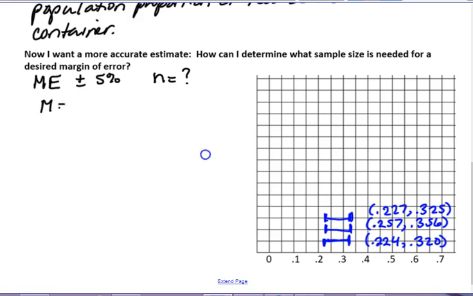I know that margin of error, let's write that ME, is equal to the z critical value times the standard error, the square root of p-hat q-hat over n. So I fill in everything but n and then solve that for n. My desired margin of error is 0.05.